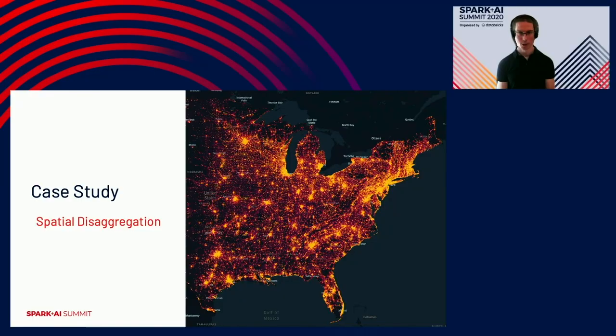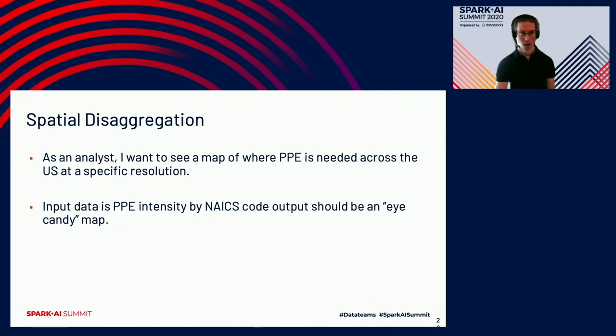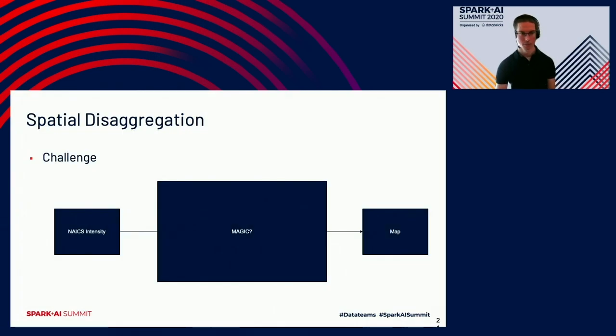So now after that demo, we're going to talk a little bit about spatial disaggregation. I'm going to blow through this because when I did the demo for this, it was 30 minutes. But this is what allowed us to create these beautiful maps that you see here. The use case was that an analyst wanted to know a map of where personal protective equipment was needed across the US at specific resolutions. So we needed to create that map.